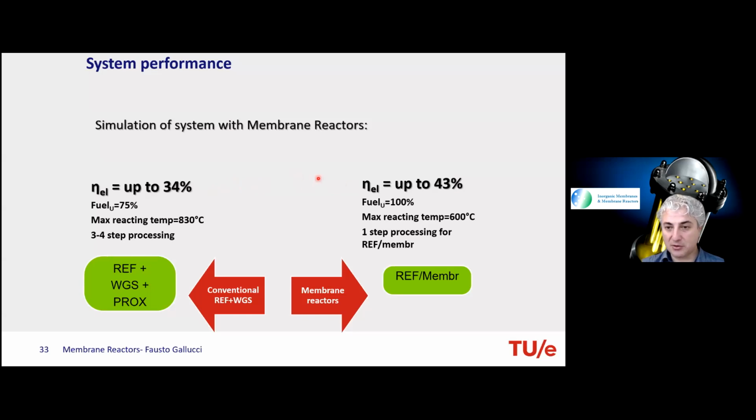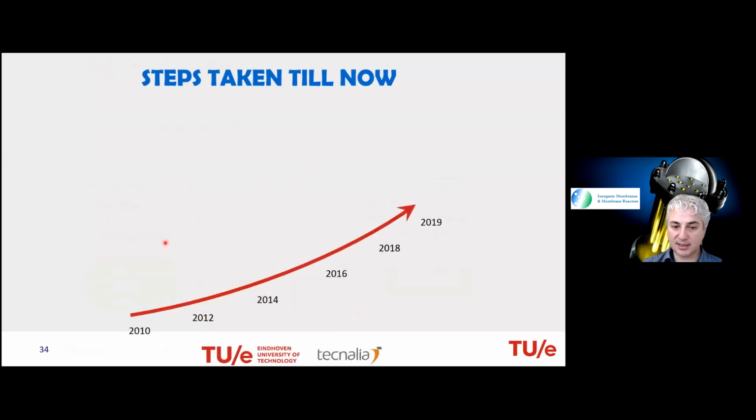Now, let's see the history of all this work that we did in the last 10 years. As I told you, 10 years ago, we started together with Tecnalia working on the membrane. And of course, we started with a very small membrane. The first was 2 centimeter, and then during 2010, we reached a 10 centimeter membrane. And then over the years we went to longer membranes. We started to work with many membranes in a system.